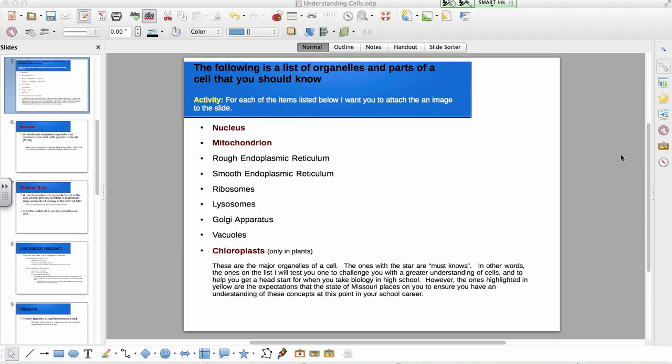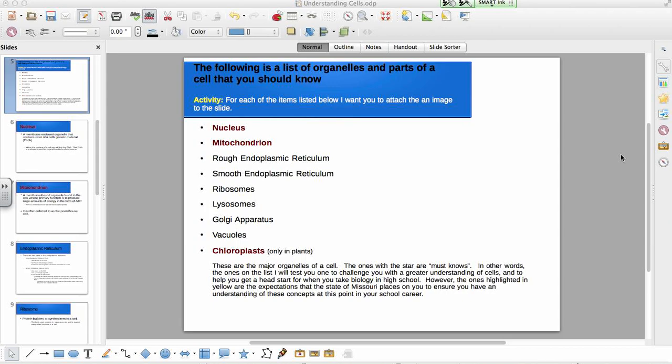Okay, so this is going to be part two of understanding cells. And in this section, we're going to talk about organelles. The following is a list of organelles and parts of the cell that you should know. There's going to be an activity with this.